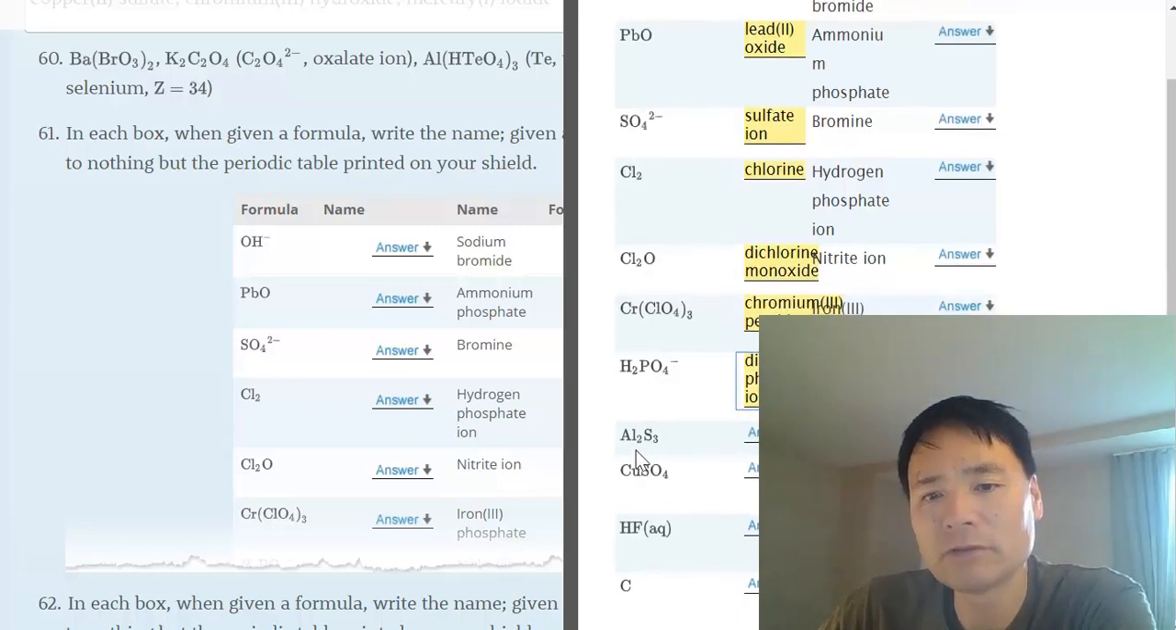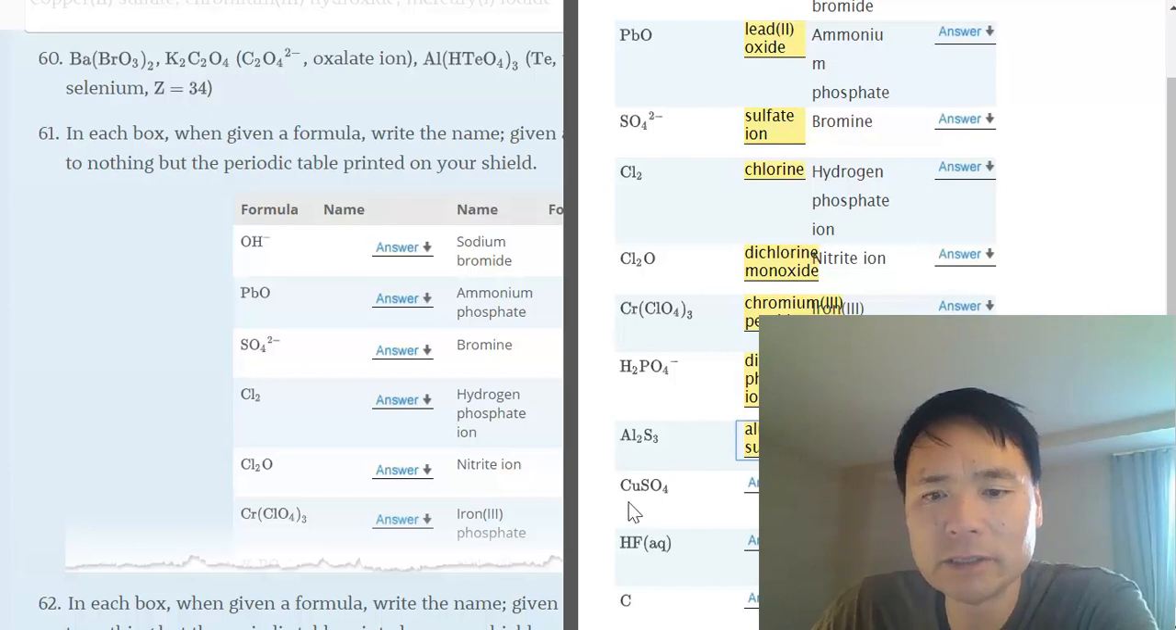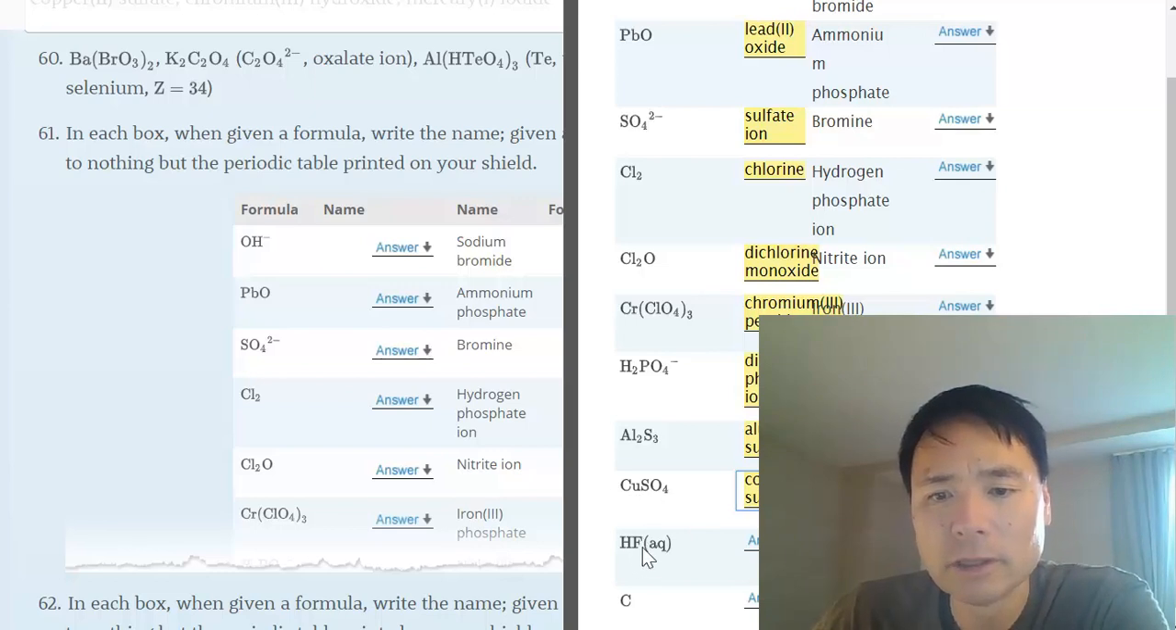Okay, aluminum's fixed charge, so aluminum and sulfide, aluminum sulfide. Copper and sulfate. Copper is variable, so this is copper 2 sulfate. Sulfate's a minus 2, fixed charge. HF, fluorine's a fixed charge, minus 1. H is plus 1 in this case.